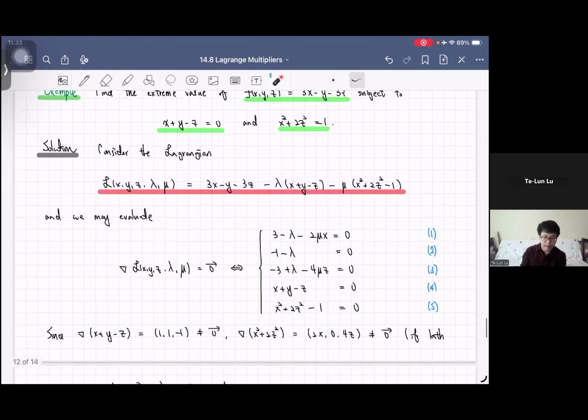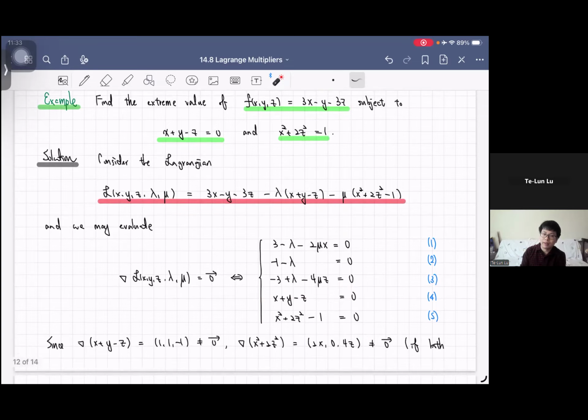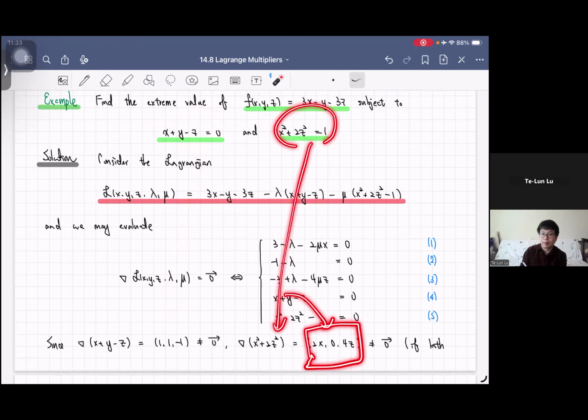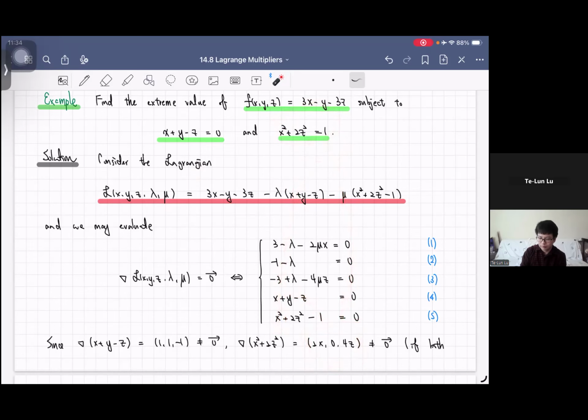Again, we have to verify the validity of the Lagrange multiplier. First of all, the gradient of this function is never 0, right? It is a plane that is not horizontal, so it always has non-zero gradient. And the gradient of the other function looks like this, but it is only 0 when x and z are both 0. And that point is not on this curve, right? When you plug in x and z being 0, the left-hand side is 0, so it is not on the curve.